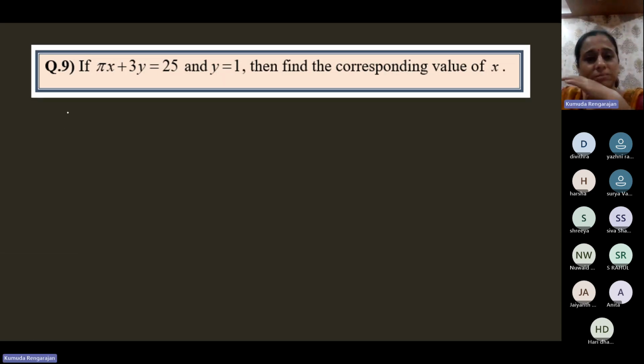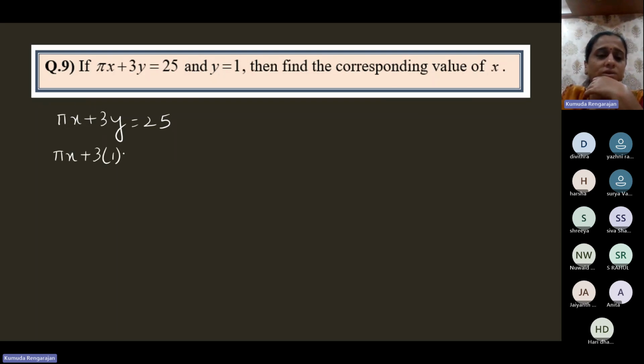Let pi remain pi. So we have pi x plus 3y is equal to 25 and y is 1. Find the corresponding value of x. So pi x plus 3 into 1 is equal to 25. I'm working this because I'm insisting not to use the value of pi as 22/7 here. It's not needed. pi x is equal to 25 minus 3, so pi x is equal to 22.